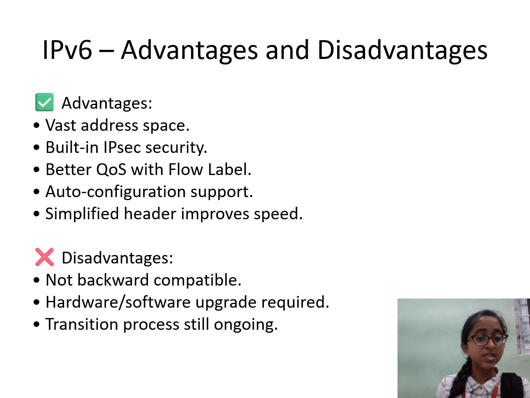To overcome IPv4's limits, IPv6 has a vast address space, built-in Internet Protocol security, better QoS with the flow label, auto-configuration support, and a simplified header that improves speed.